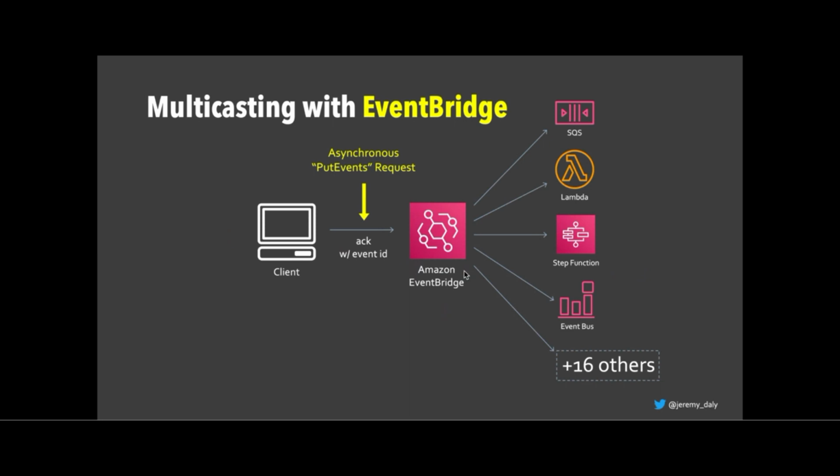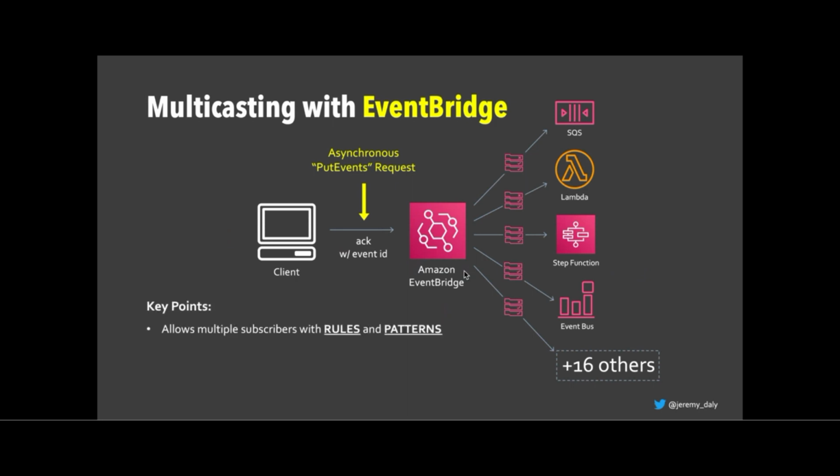We can send messages to other EventBridge. There's 16 other things that it can do. And each one of these, again, has this message rule or this filter that it can use in order to determine, based on the event in EventBridge, which functions or which services get invoked.